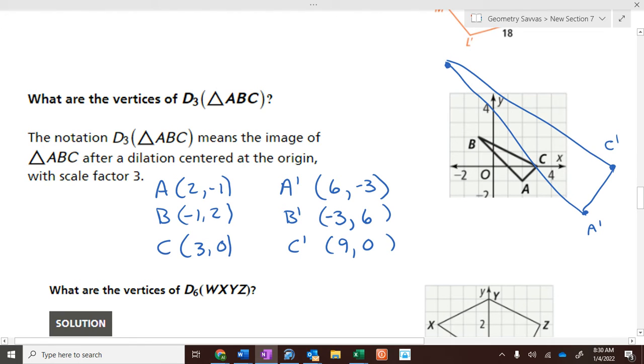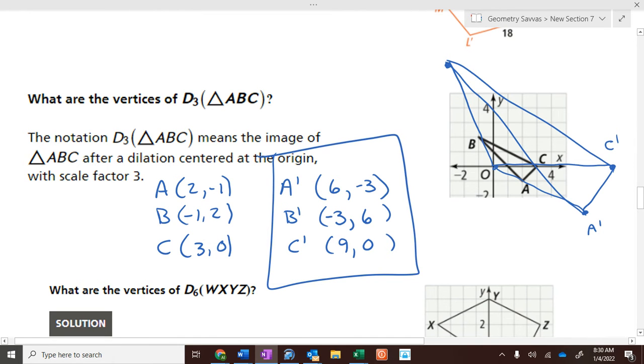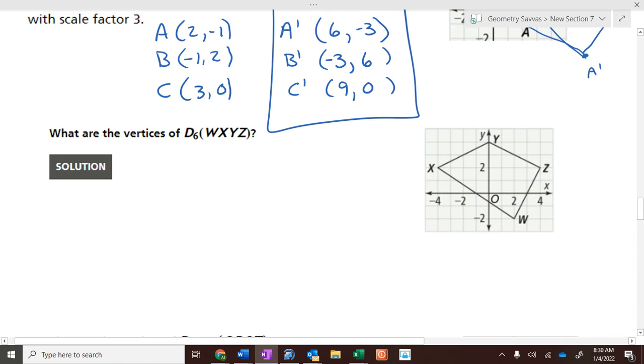Now you say, well, why didn't it surround it? Well, we're dilating it from right here, from the origin. So it passes through each mark and goes 3 times further. Okay? So if you know how to do this, okay, you're on the right track.